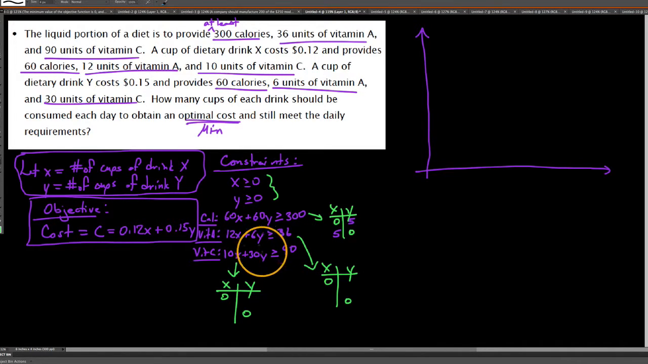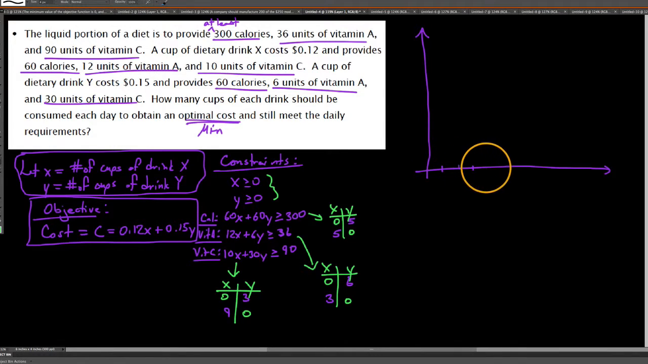Now looking at the second equation, plug in 0 for X, and we get 6Y equals 36. So Y must be 6, but when we plug in 0 for Y, we get 12X equals 36, which means X must be 3. Now in this last equation, plugging in 0 for X, we get 30Y equals 90. So Y must be 3. And plugging in 0 for Y, we get 10X equals 90, which means X must be 9. I had to think about it for a second. So 9. It looks like we have to go out 9 at the farthest.